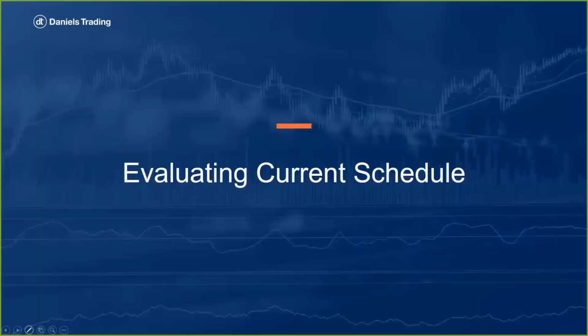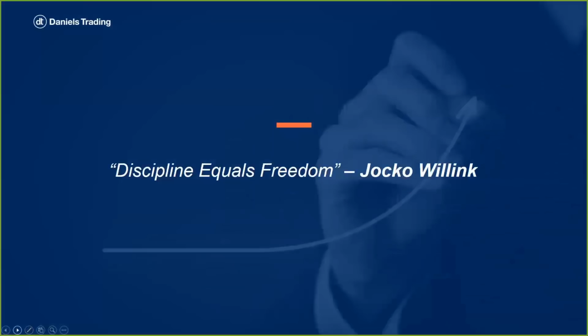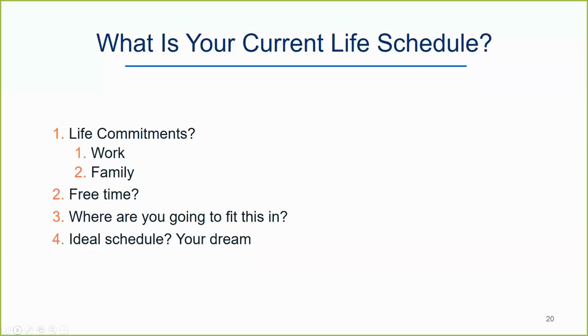So, evaluating your current schedule. There's a good quote from Jocko Willink, who's an ex-Navy SEAL, author, and has a podcast, that says, discipline equals freedom. Usually people say it's hard to be free when you're so disciplined and regimented in rules, but he believes that the more discipline you have, the more freedom you'll have, and that can maybe happen with your structure for trading and your life. You have your life commitments, you have your work and your family, and then what's your free time? How are you structuring your day to have this fit in?